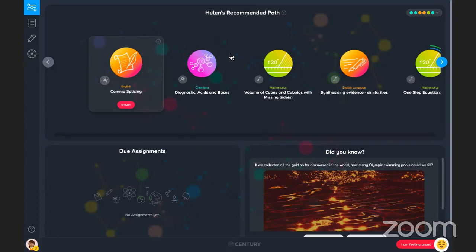So it's going to give me this recommended path like this, made up of these colorful circles. These circles are the mini lessons that Century is recommending, and we call them nuggets.